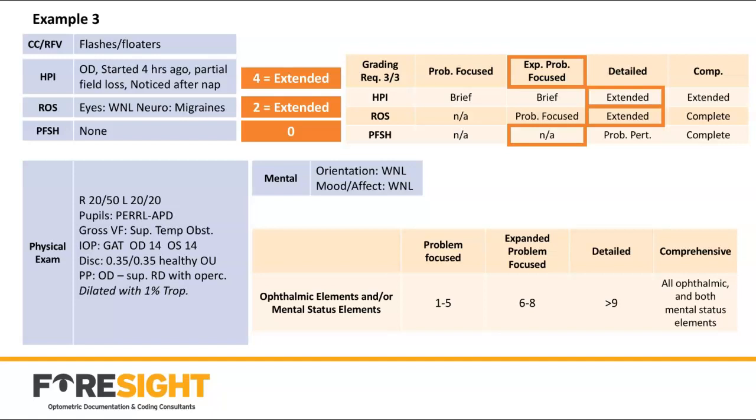For the exam, we did visual acuities, pupils, fields, gross visual fields, IOPs, we looked at the back of the eye, and we had dilated them. So now because we dilated them, we do get that internal component, and we did the psychiatric elements, orientation, mood, and affect. So when you add all those up, you'll see that it's 8 elements. So we have an expanded problem-focused physical exam.